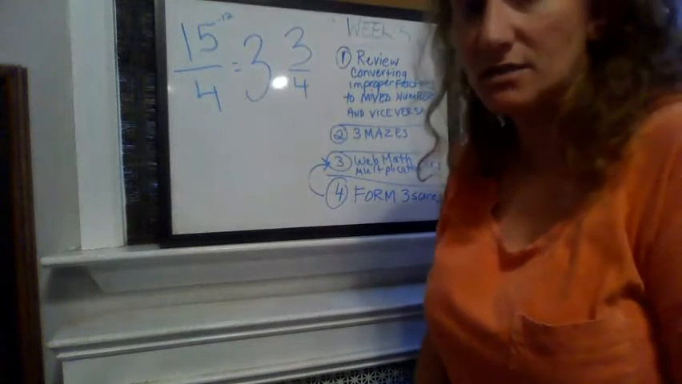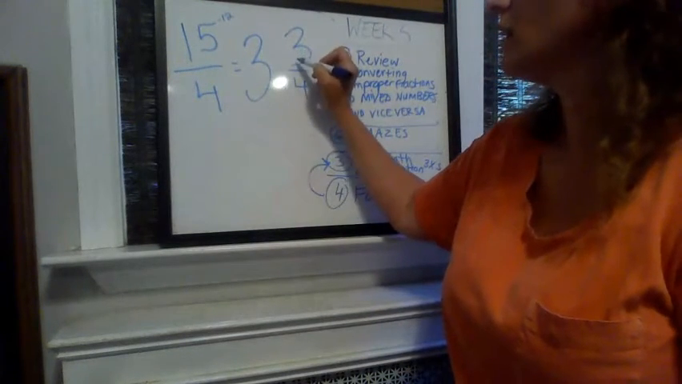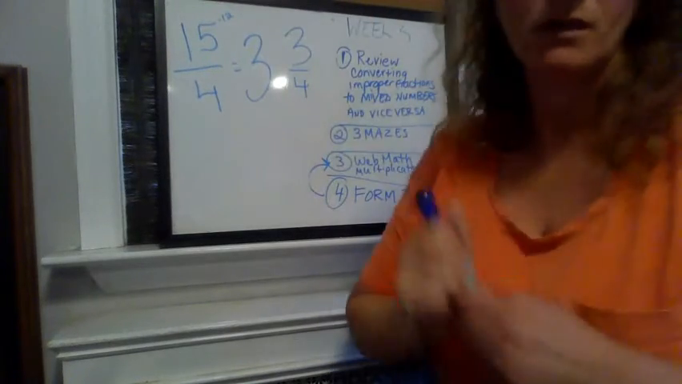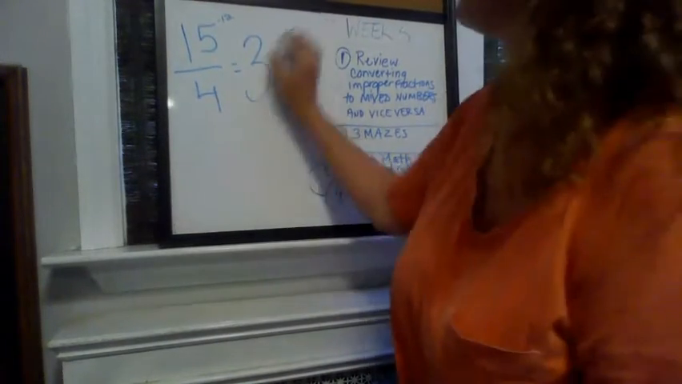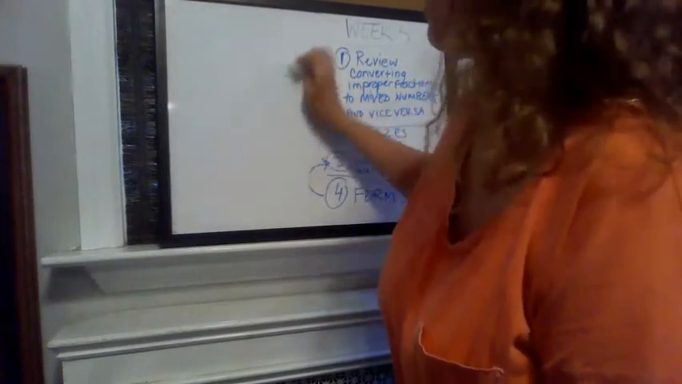Now, if you wanted to check this to make sure you have the right answer, say 4 times 3 is 12 plus 3. So 12, 13, 14, 15. And that's the same answer. Okay. Last one. It's always good to do the reverse of the problem to check your work.